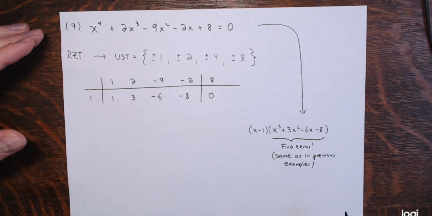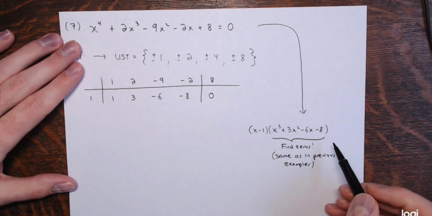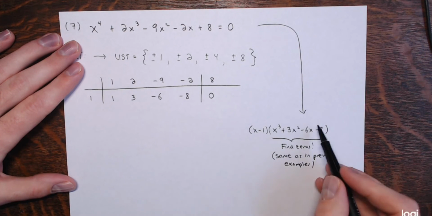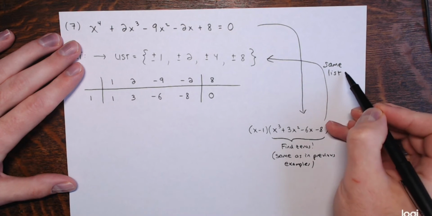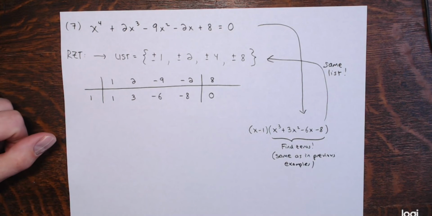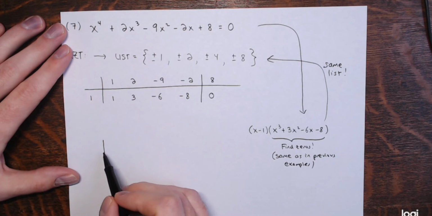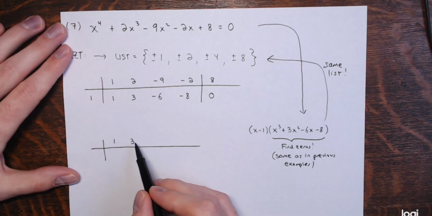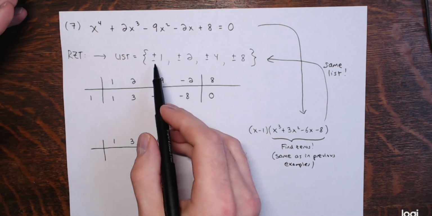So, make a list of possible rational zeros. It'll be factors of negative 8 divided by factors of 1, so the same list. Now you can keep going with this here, or just start again. So I'm starting again with this polynomial, 1x cubed, 3x squared, negative 6x, and negative 8. I'm using the same list, so I'll check positive 1 again.